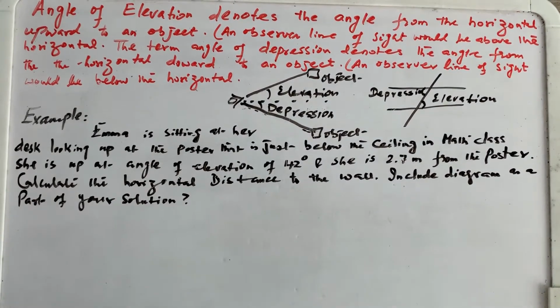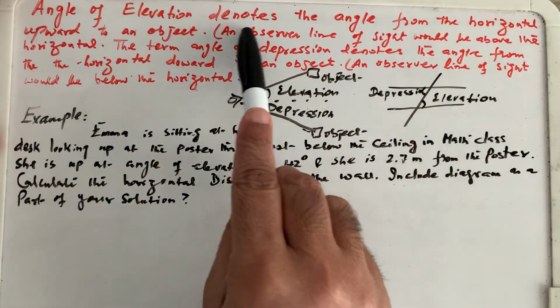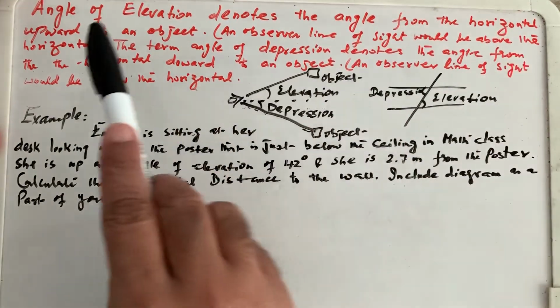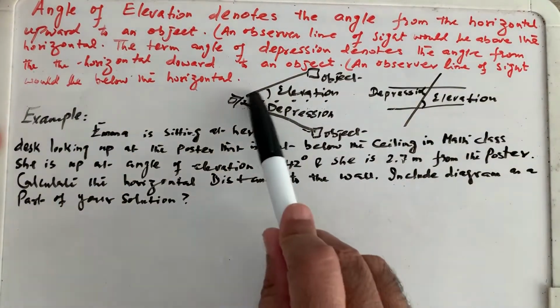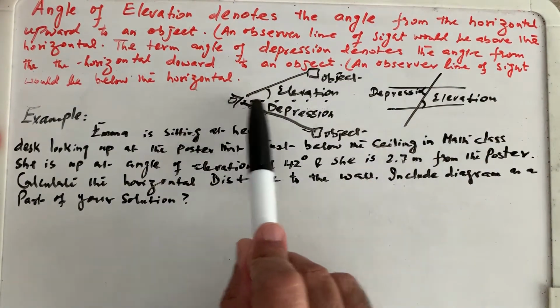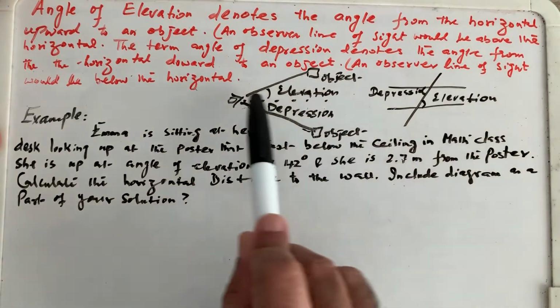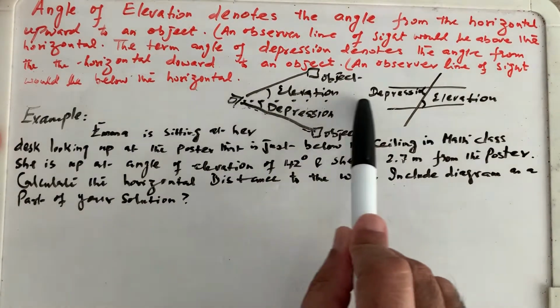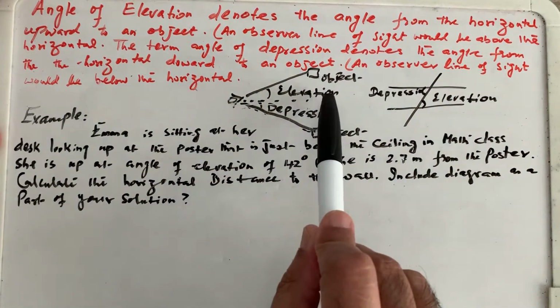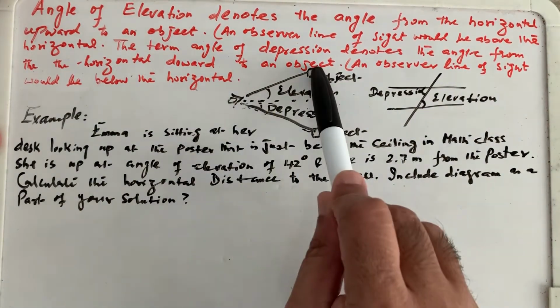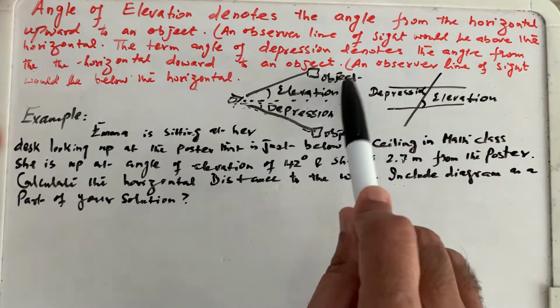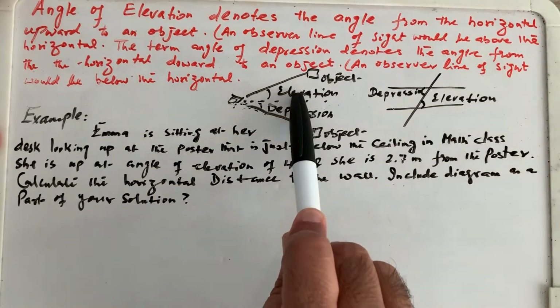So we will be continuing our topic for angle of elevation and angle of depression. We had the definition in our first video. Angle of elevation denotes the angle from the horizontal upward to an object. If the object is upward from the horizon, the level of sight, then this angle is called the angle of elevation.